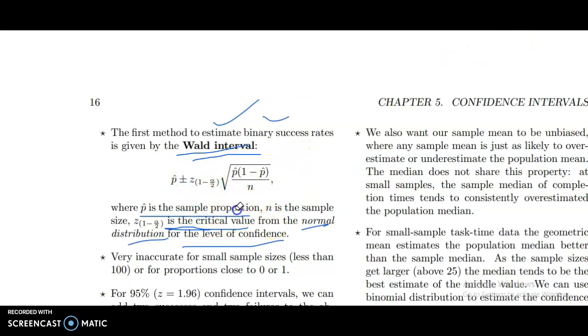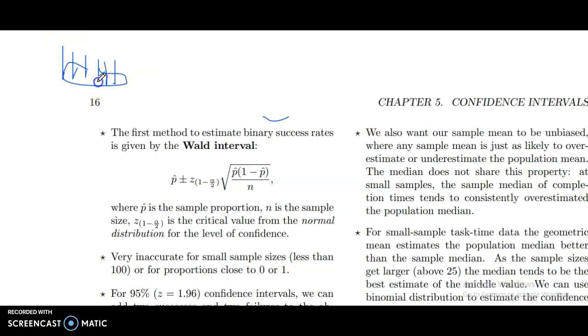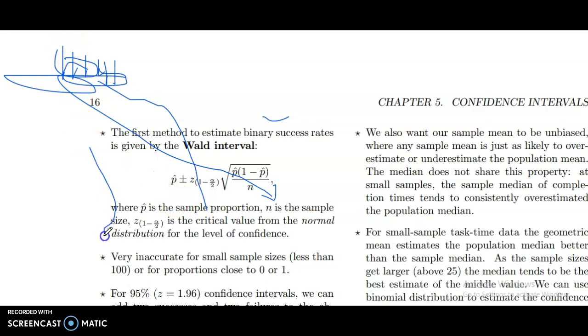Here, p-hat is the sample proportion, n is the sample size, and Z of 1 minus alpha by 2 is the critical value from the normal distribution for the level of confidence.